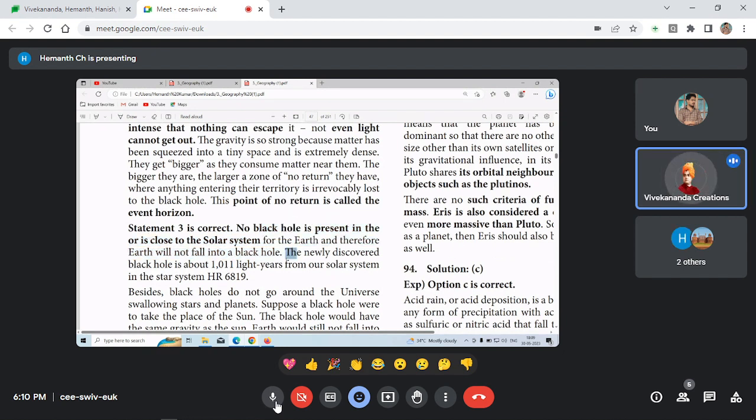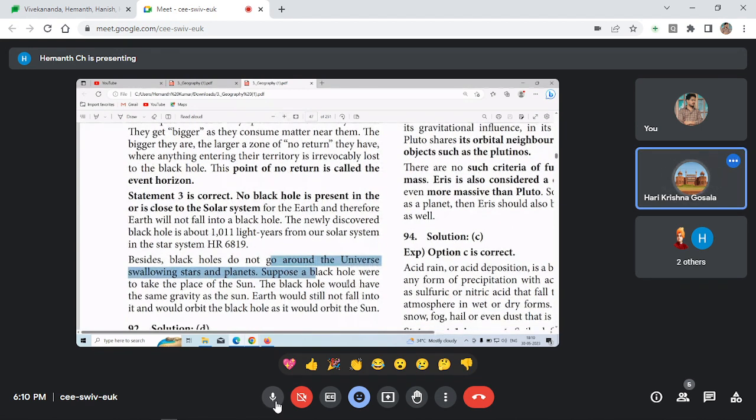Newly discovered black hole is 1011 light years from the solar system in a star system of HR 6819. Besides, black holes do not go around the universe following stars. Suppose a black hole were to take the place of the sun, the black hole would have the same gravity as the sun. Earth would not fall into it and would orbit the black hole as it would orbit the sun.